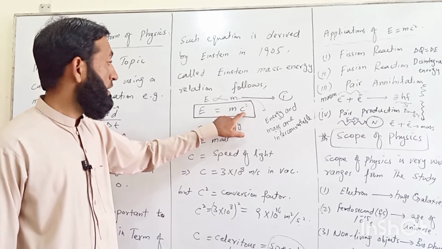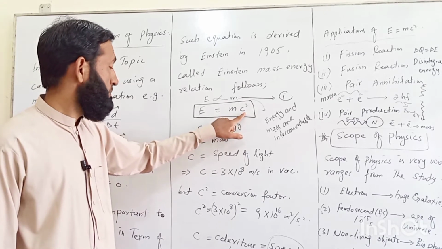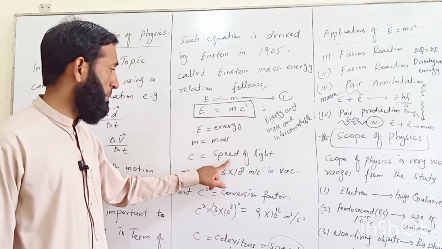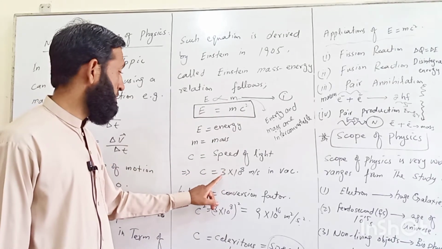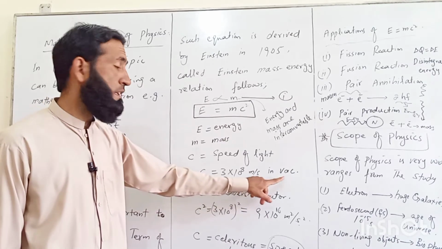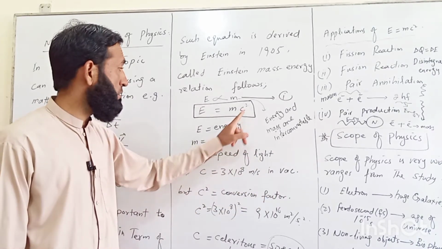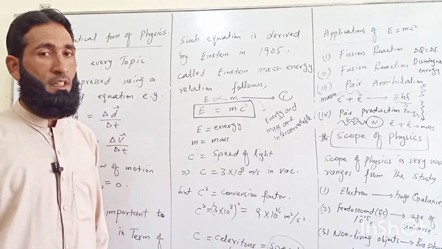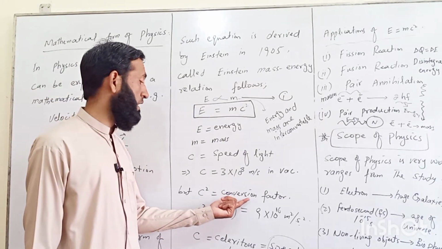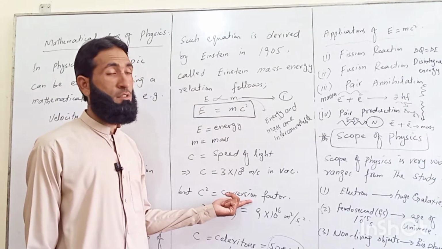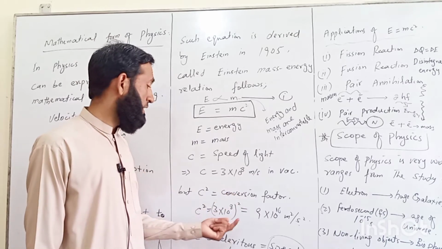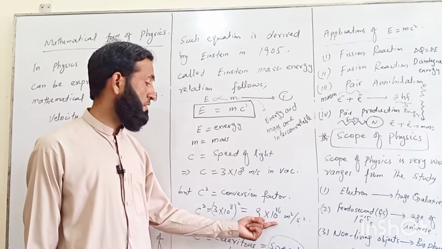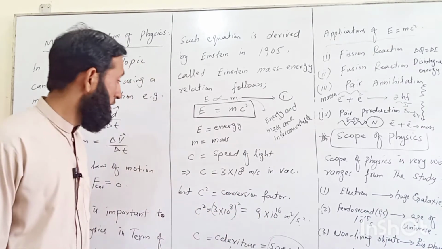So, what is c and what is c square? C is the speed of light and its value is 3 into 10 power 8 meter per second in vacuum. But c square is not the speed of light. It is the square of the speed of light, called the conversion factor. Here c square is called the conversion factor. Its value is 9 into 10 power 16 meter square per second square.